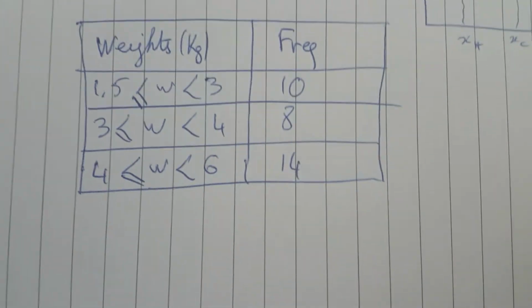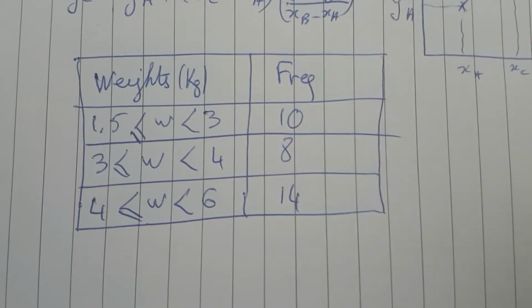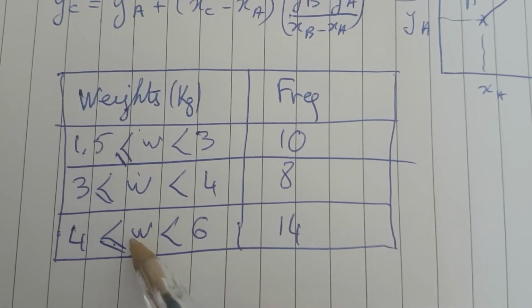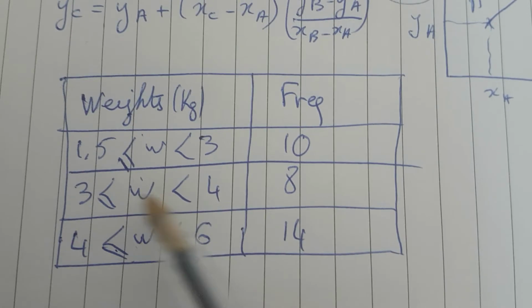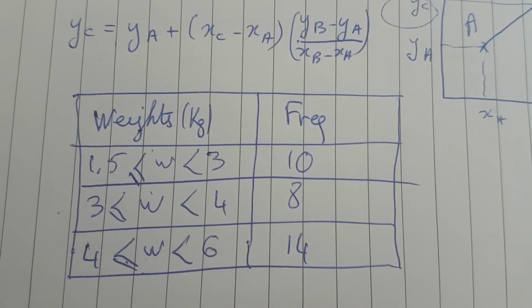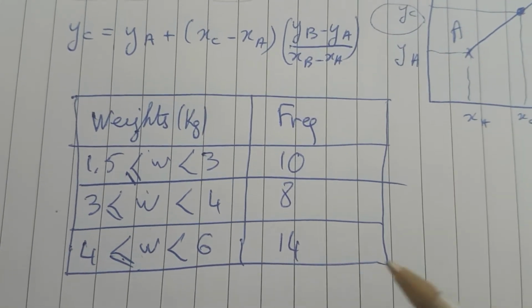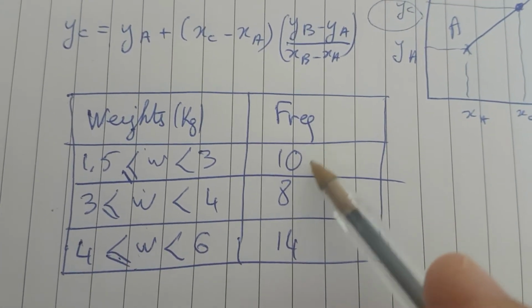One mistake that many students might make in A level is that they always take, oh, we have 3 class intervals, so the middle one is where the median is. Sometimes it works, sometimes it doesn't, but that's not the correct method. It depends on the frequencies.